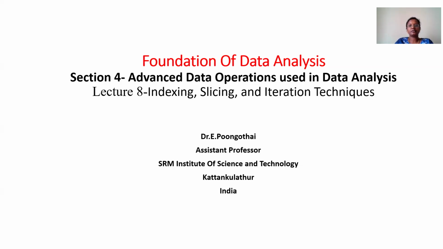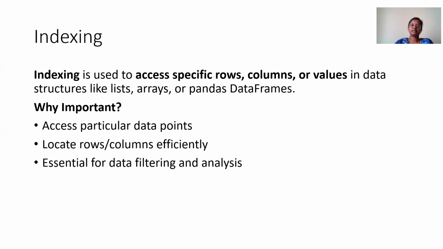In this lecture, we are going to see some of the most important functions for data analysis: indexing, slicing, and iteration techniques. What is indexing? Indexing is mainly used to access specific rows, columns, or particular values in data structures like a list, array, or pandas data frame. Indexing is nothing but pointing out a specific value. That is what is called indexing.